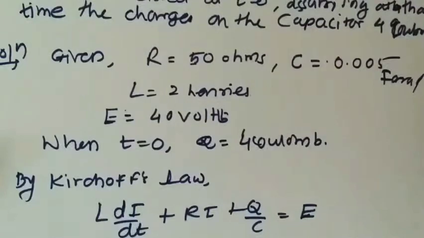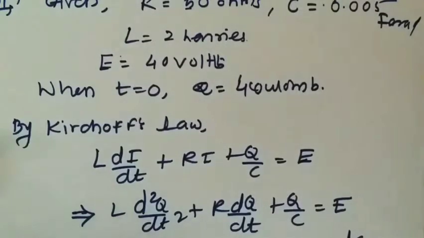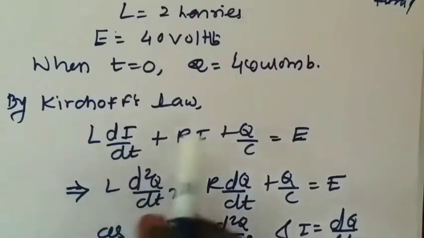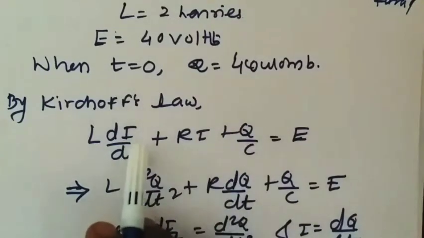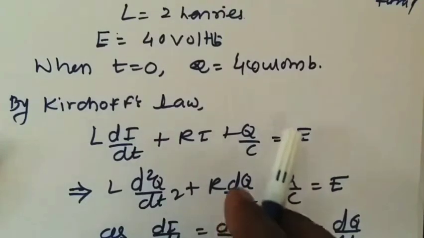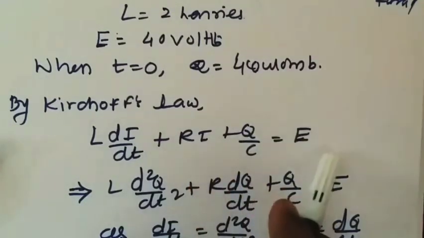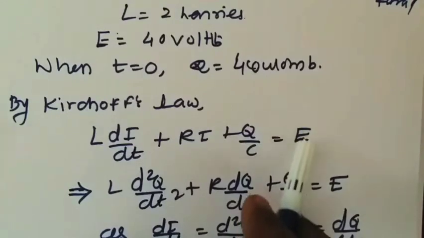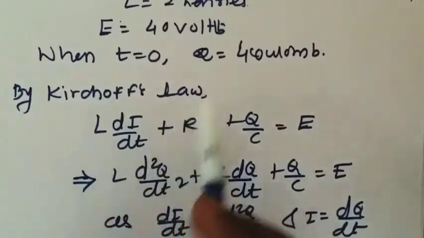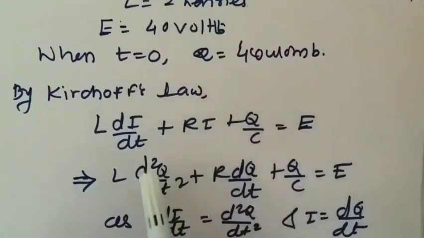Now by Kirchhoff's law, here we have an LRC circuit. By Kirchhoff's law, we have the voltage drops across inductance, resistance and capacitance. The algebraic sum of the voltage drops is equal to the EMF. Here the EMF is provided, therefore equal to EMF, and the value of the EMF is capital E that we have taken. Now we are going to calculate the charge and current.